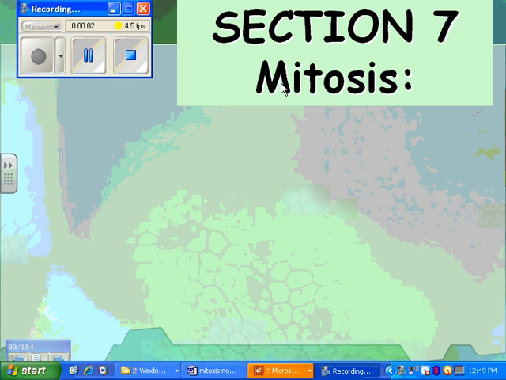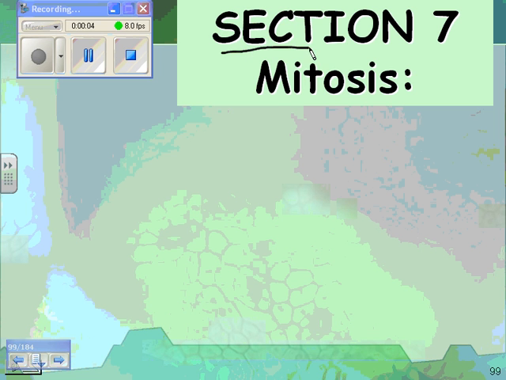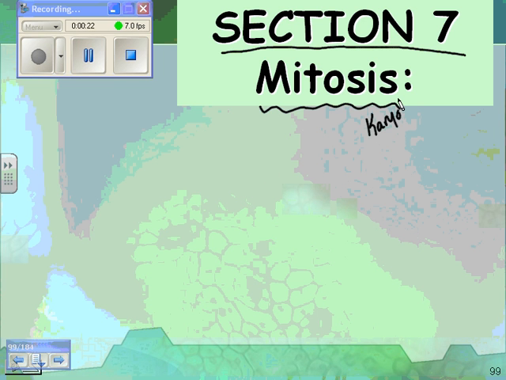So the moment we've all been waiting for, finally, section 7, mitosis. So we've been talking about when you do mitosis, why you do mitosis, how bacteria do binary fission instead of mitosis. Anyway, now we're finally talking about mitosis, which is the division of the nucleus, also called karyokinesis, taking the nucleus and breaking it, dividing it.